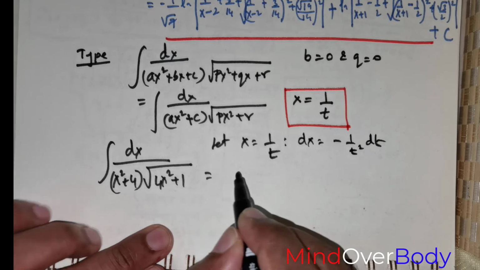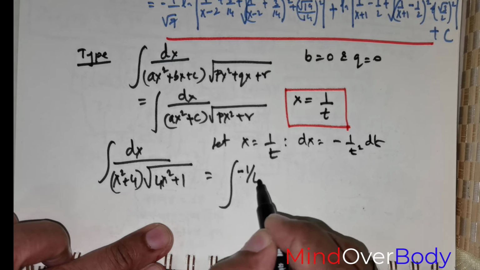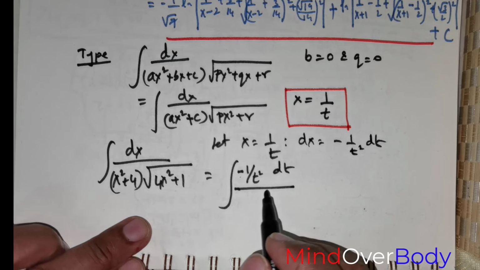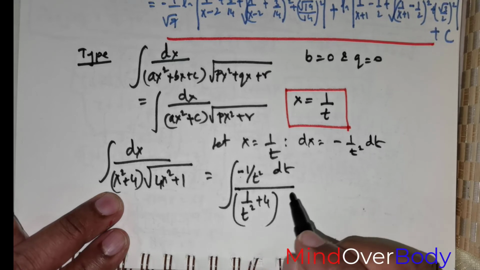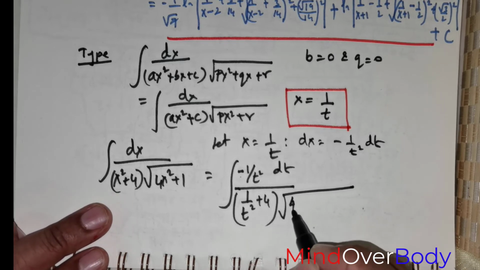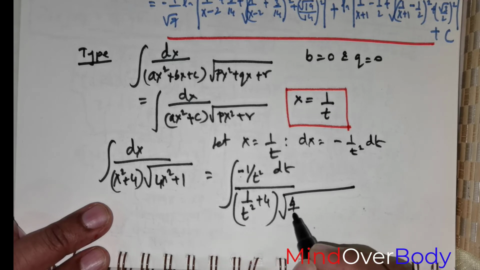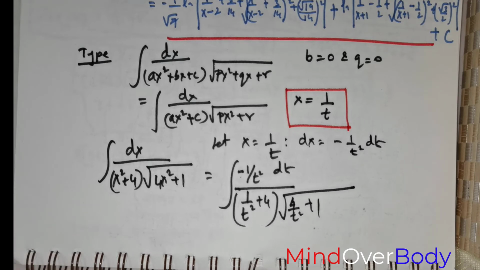So if we were to substitute that, I would get in place of dx negative 1 over t² times dt divided by, in place of x I will have to substitute 1 over t, that has to be raised to the power of 2 followed by a 4 there, and that has to be multiplied with square root of 4 times x², which is 4 over t² + 1. So we will have to perform the simplification. We will use the next page. So let me rewrite it.